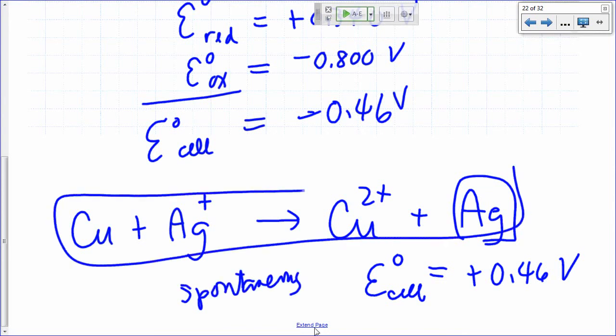Now, what I can do is carry out these two reactions in separate compartments so that I can allow the electrons to travel through a wire. And what I've made is called a galvanic cell, or in everyday language, a battery.